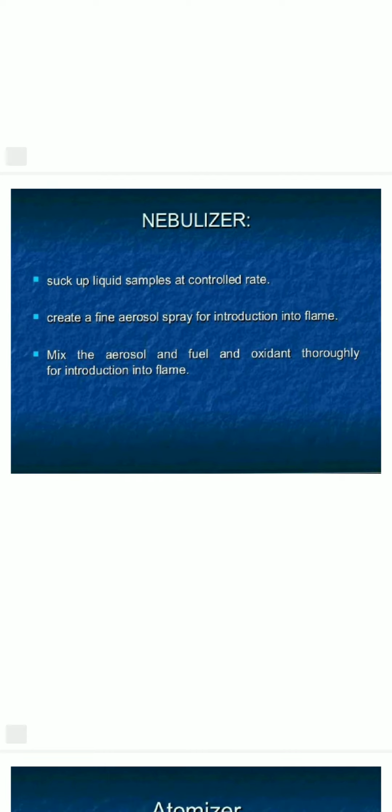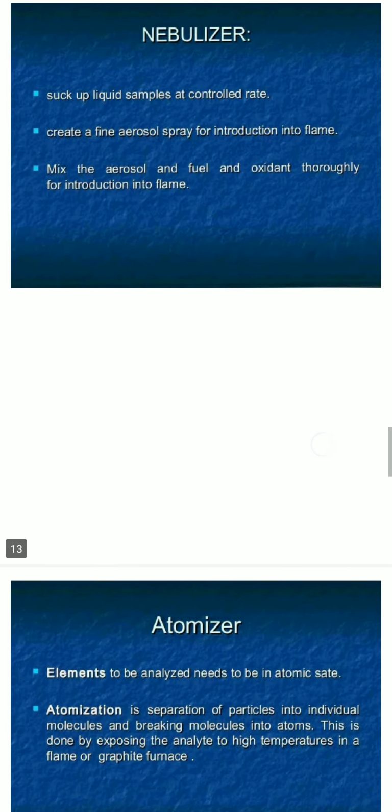Nebulizer. The nebulizer sucks up the liquid sample at a controlled rate, creates a fine aerosol spray for introduction into a flame, and mixes the aerosol with fuel and oxidant thoroughly for introduction into the flame.